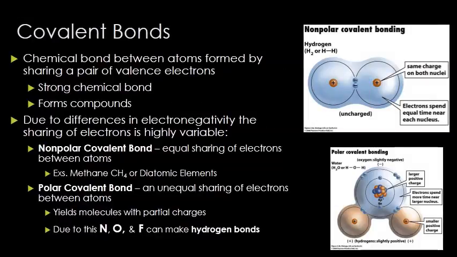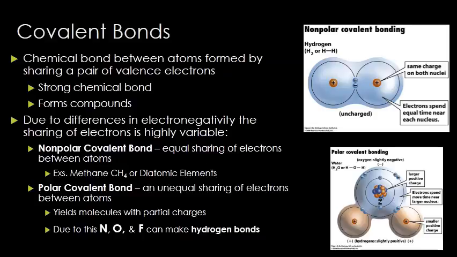The second major grouping of bonds are covalent bonds, which are shared electrons rather than transferred electrons. These are very strong in biology, strong overall, and they form what we typically think of as compounds. Now, different elements have different electronegativities, so in a covalent compound, the difference in electronegativity determines how equal the sharing of electrons will be.